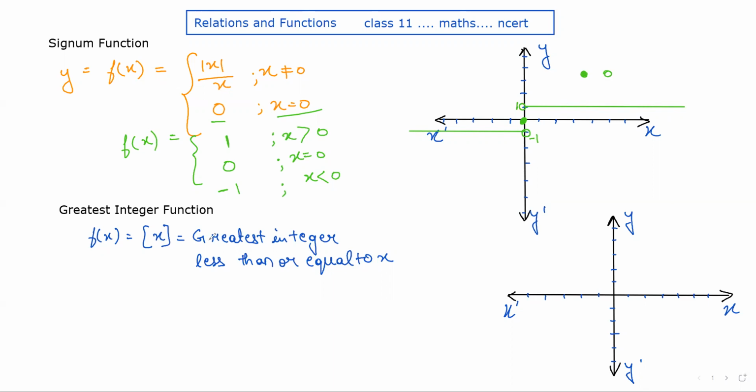The next type of function is... Okay, we forgot domain and range. So for here, domain will be all values of x. So domain is a real set. What about range? No matter what values of x you place, you always end up with three values: 1, 0, and -1.